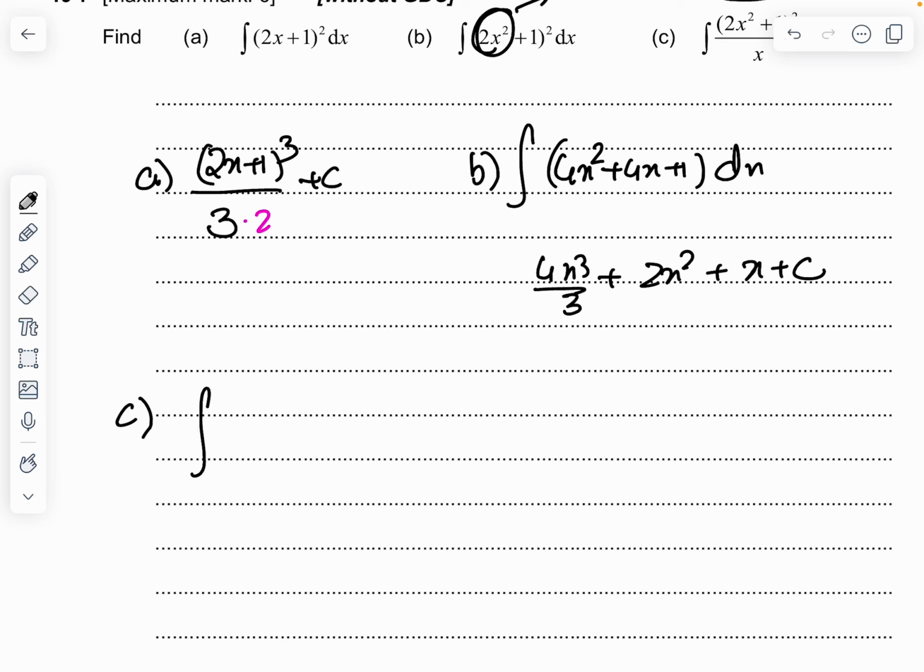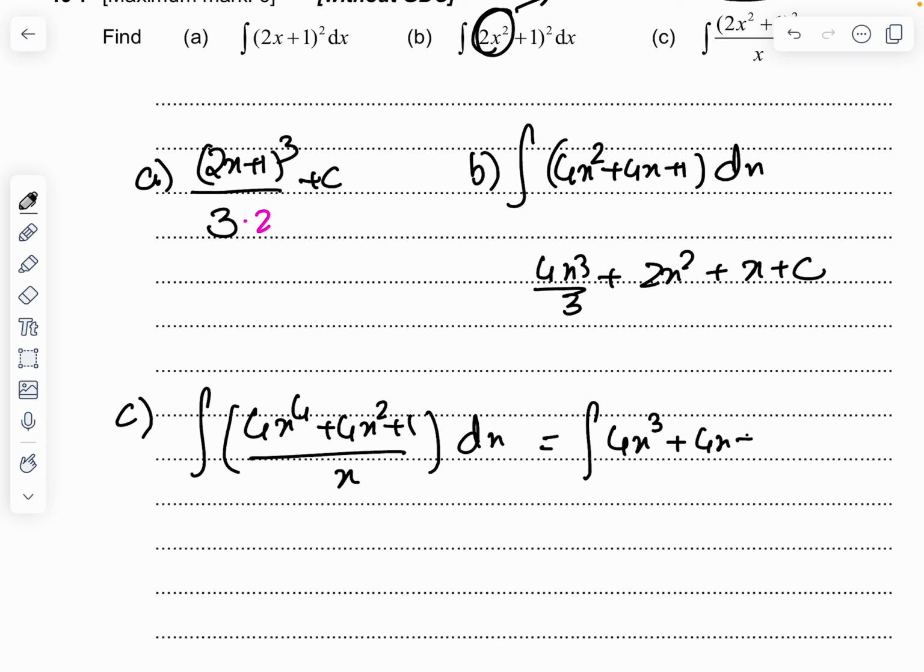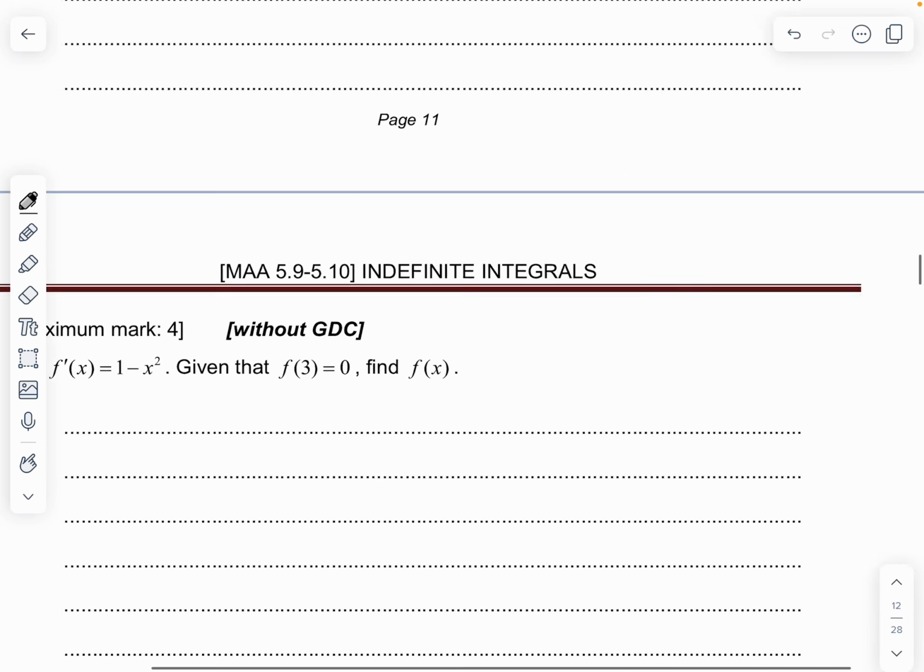Now for part C, first expand it out. It becomes 4x to the power of 4 plus 4x square plus 1 divided by x dx. It will become integral of 4x cube plus 4x plus 1 upon x dx. So it becomes x to the power of 4 plus 2x square plus ln x plus c.